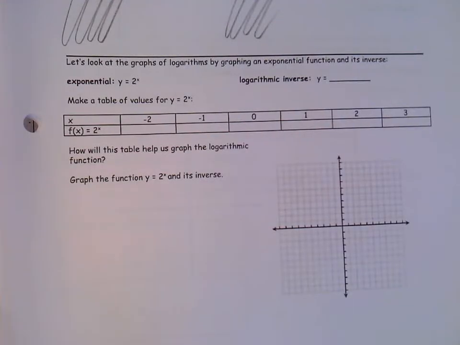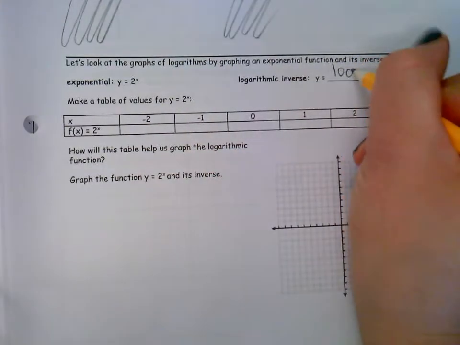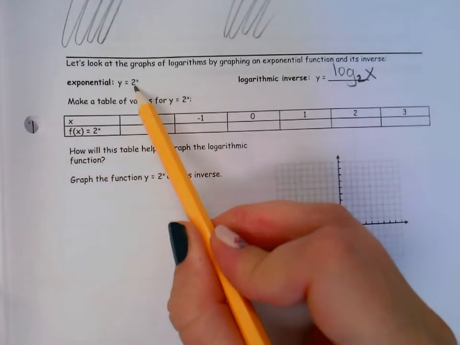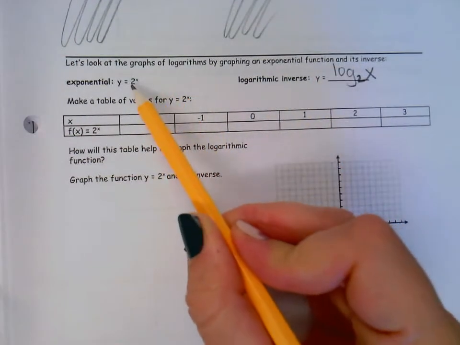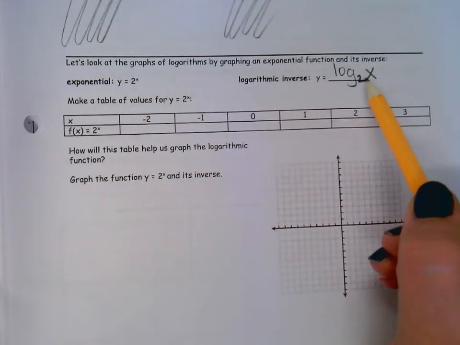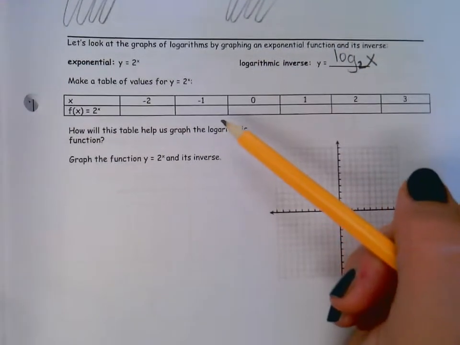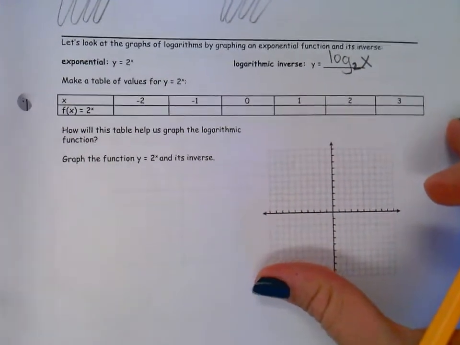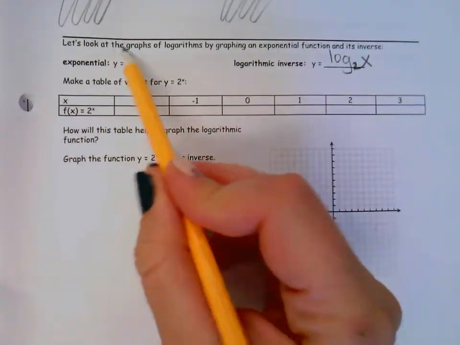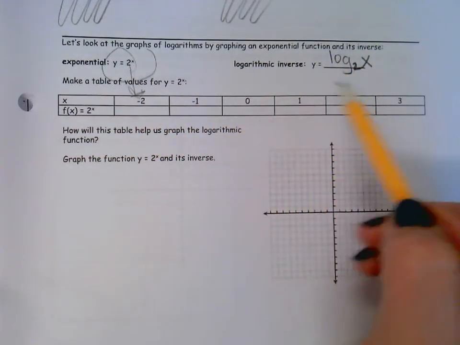The log inverse, if this is 2 to the x, would be log base 2 of x. So the exponential function and the log of the same base are inverses of each other. So if this was 3 to the x, you'd have to have log base 3 of x. So you have to compare the same base to each other. And remember, one of our ways to find inverses is to switch x's with y values. So we're going to make a table of values for the exponential function, and then we're going to flip-flop them to do the log graph.